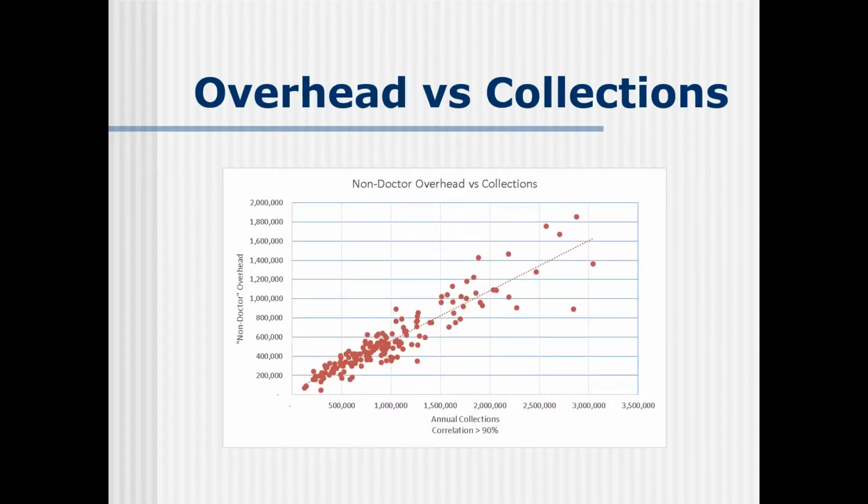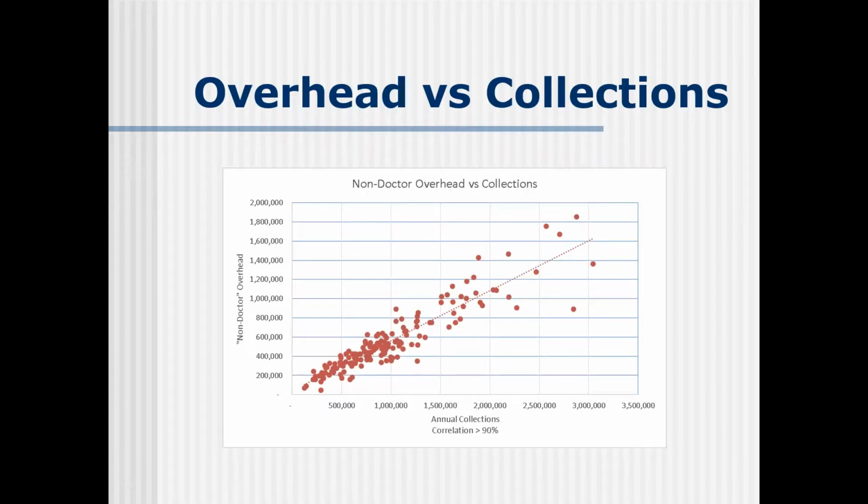The first thing I found very interesting is that this is actually the first time I graphed this information and got the correlation of the numbers. So basically, the x-axis is collections, and the y-axis is non-doctor overhead. All 155 data points are on there, and look how close those data points of collections and non-doctor overhead hug the trend line. This came out this year with a correlation of over 90%, which means that based on a practice's collections, overhead is 90% predictable. So that's pretty good.